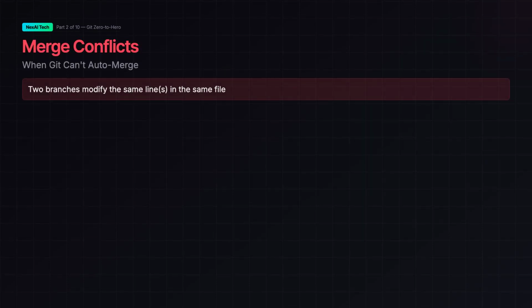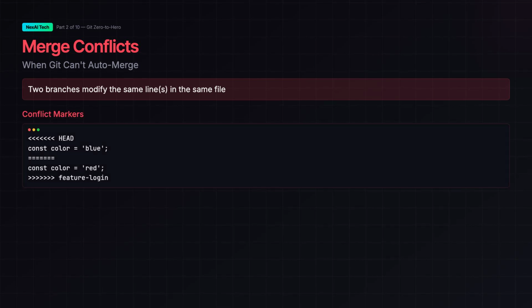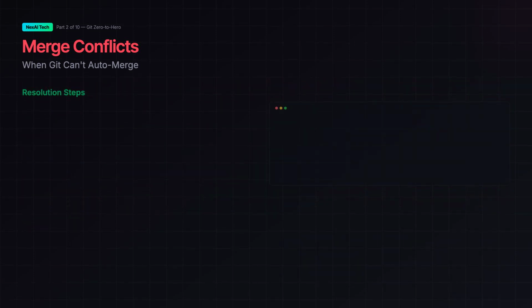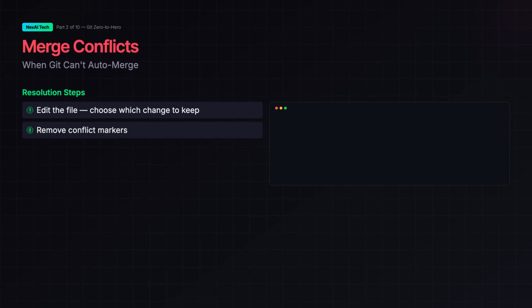Merge conflicts happen when two branches modify the same lines in the same file. Git marks conflicts with angle bracket markers: less-than signs for HEAD, equal signs as the divider, and greater-than signs for the incoming branch. To resolve, edit the file to keep what you want, remove the markers, git add the file, and git commit. Use git mergetool to launch a visual merge tool, or git merge --abort to cancel entirely.